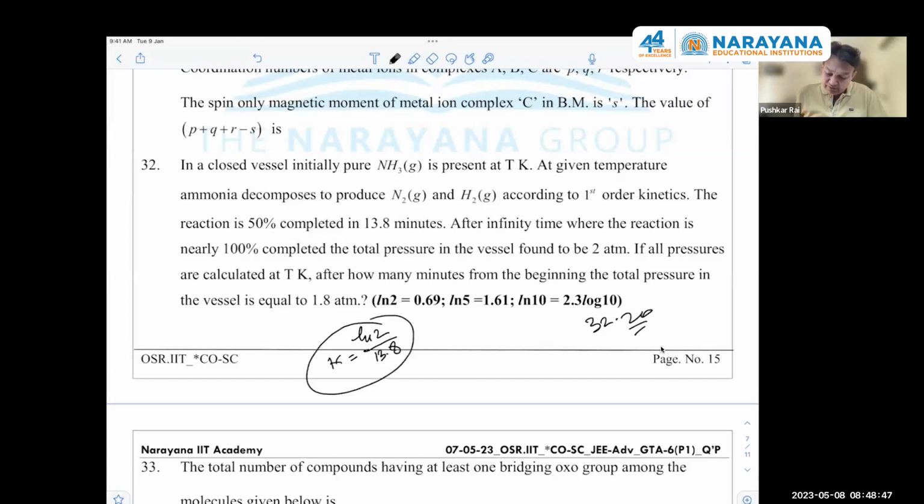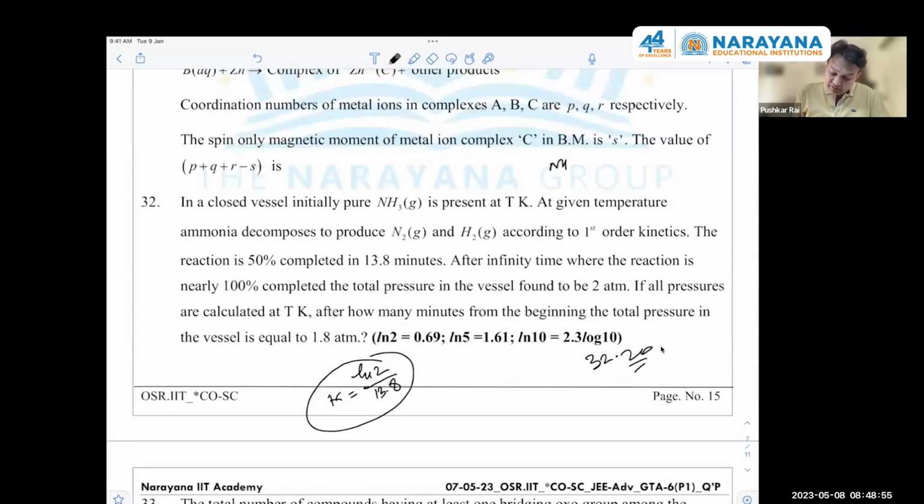And also after infinity time, the reaction is nearly 100% completed. Total pressure of the vessel is found to be 1 atm. That clearly gives you an idea of what you started with, because NH3 was changing into half N2 plus 3 by 2 H2. You can clearly see 1 mole of this is changing into 2. So you might have taken 1 atm pressure.